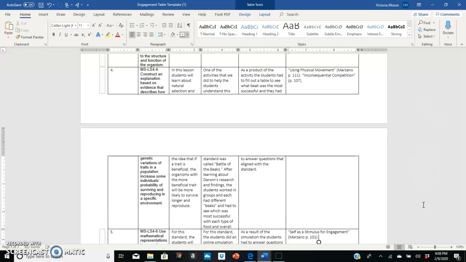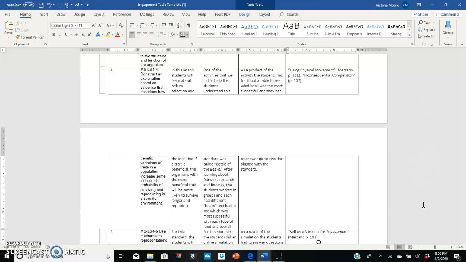The binder clip students struggled, but this brought in physical movement again because they were standing there competing for food in the middle of the table, and it also brought in that inconsequential competition because they were competing for food, but it wasn't a fair fight, and they were able to make those connections. As a result, they had to fill out the table for every simulation we did, and then they had to answer questions. A lot of the questions were like, who got the most food, who got the least food, and what does this mean for our next generation?